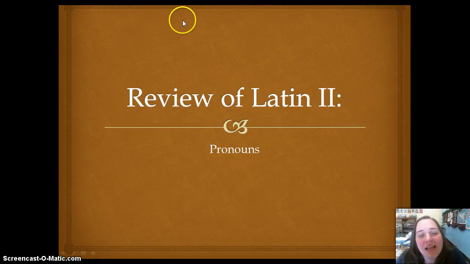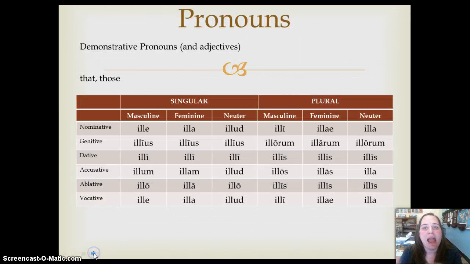Salvete discipuli. Today we are going to review our last part of speech from Latin 2. We're going to look at the pronouns. Now, I have already given you the paradigm sheet because essentially the pronouns just need to be memorized.